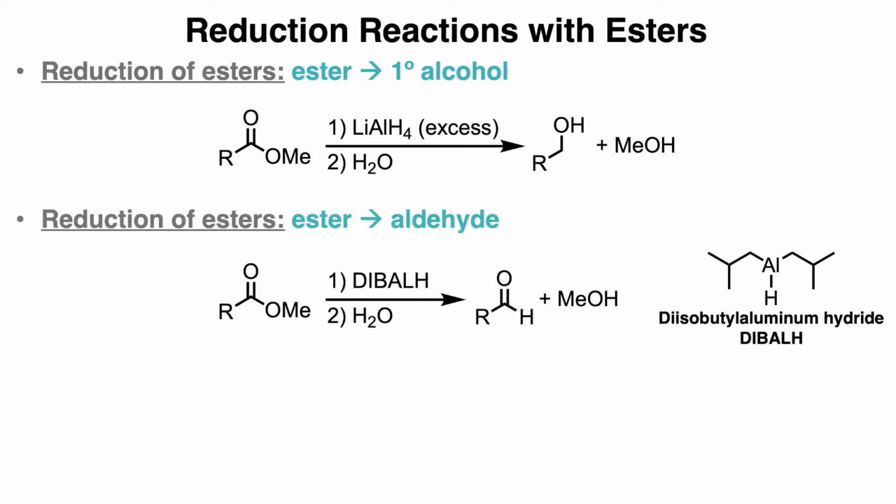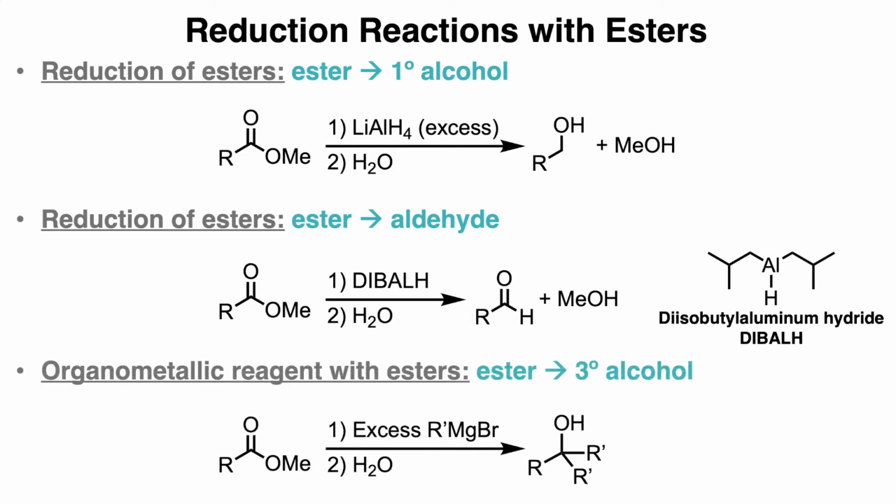To reduce an ester to an aldehyde, you could use a reagent called diisobutyl aluminum hydride, or DIBAL, in the first step, followed by water in the second step to form an aldehyde and an alcohol. And lastly, you could use an excess amount of an organometallic reagent in the first step, followed by water workup to form a tertiary alcohol.